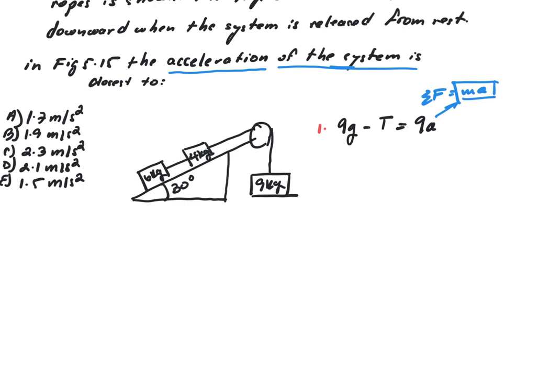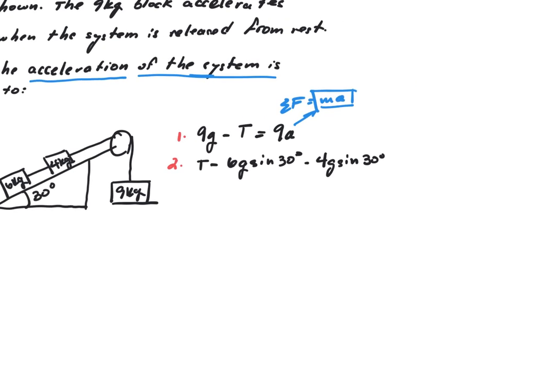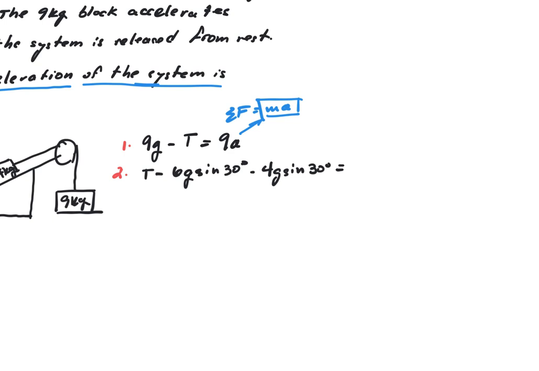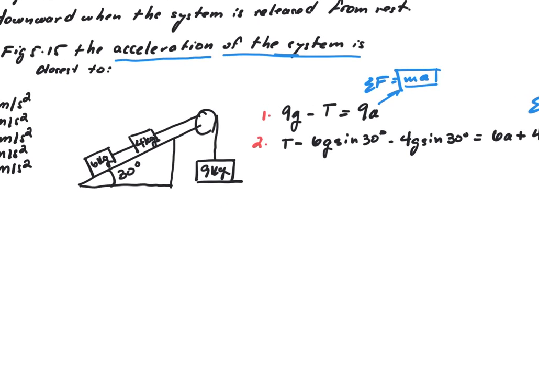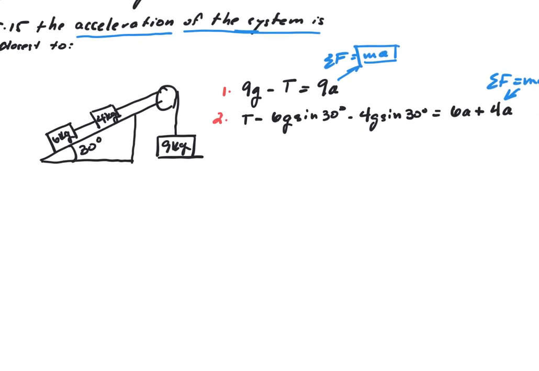In our second equation, we have T minus 6g sin 30 degrees minus 4g sin 30 degrees equals 6a plus 4a, which again is mass times acceleration. So let's add these together, and then let's combine like terms.